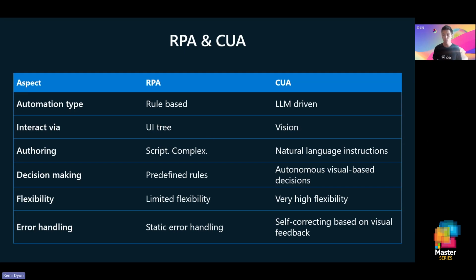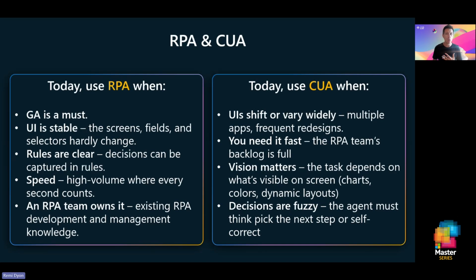It was amazing. For CUA, everything is based from visual cues. It has very high flexibility, just like this example of being able to close a pop-up that is unexpected in your scenario, and it will self-correct. So when do you want to use one or the other?